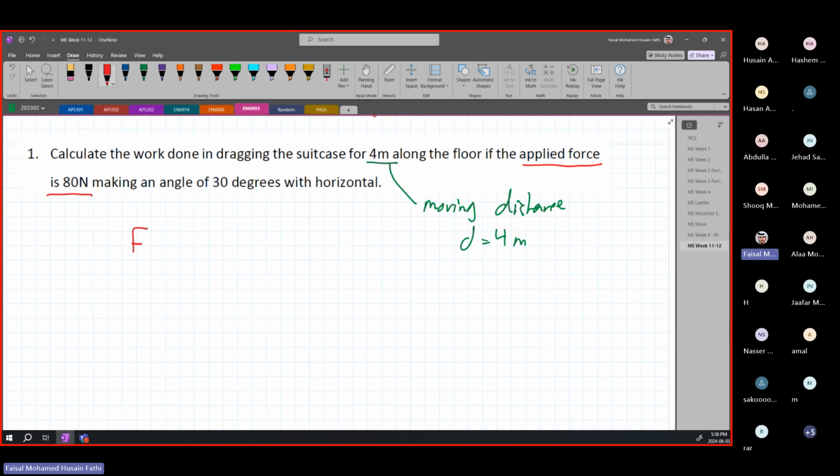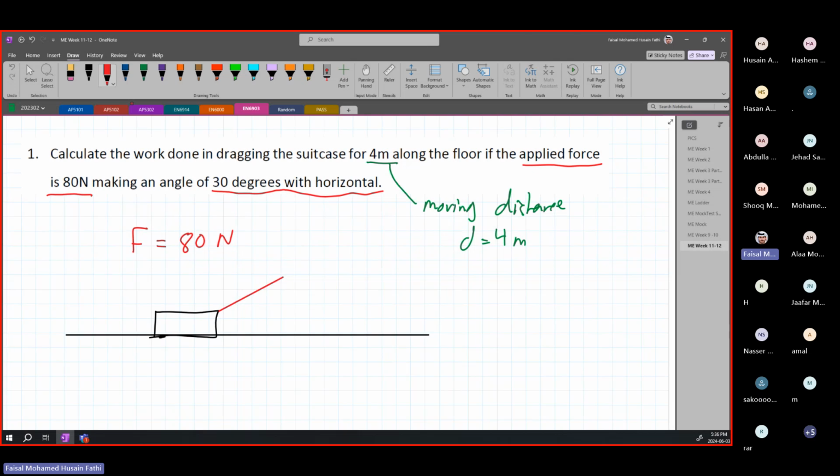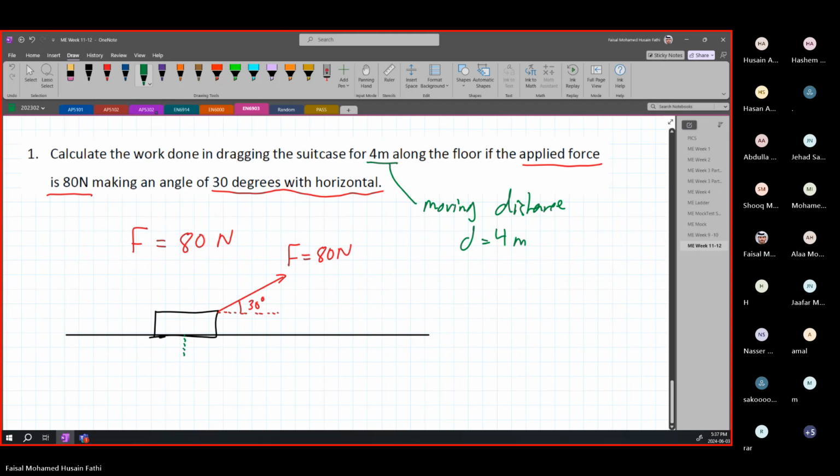So there's a force of 80 newtons that is being applied, and it's making an angle of 30 degrees with the horizontal. We draw this very quickly. So let's say this is the suitcase. It is being dragged across the floor, all right, with a force F, but the force is not straight. It is at an angle with the horizontal over here, which is equal to 30 degrees, all right? This F is equal to 80 newtons, and the distance that will be moved is from here all the way, let's say, till here. And this is where the box will be when moved, okay? So this distance is 4 meters.